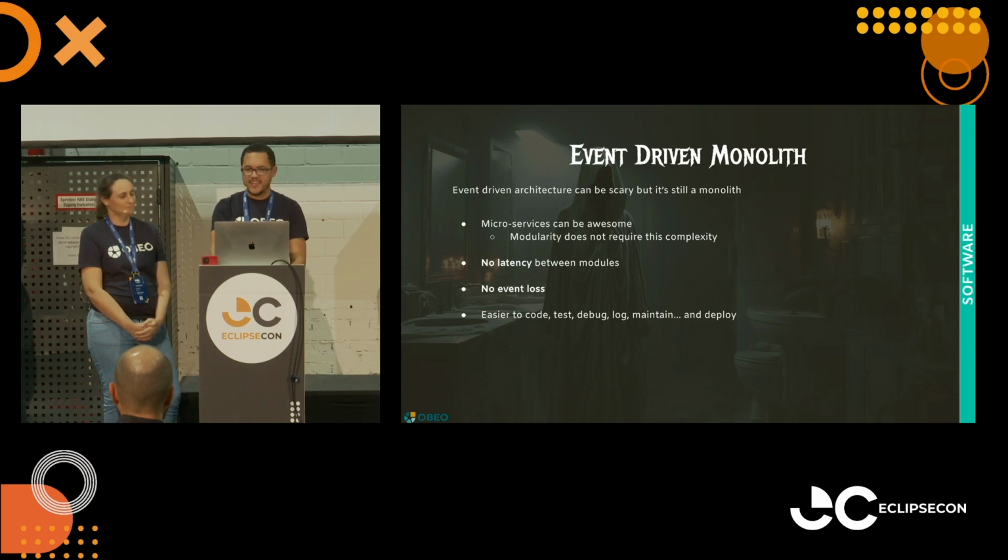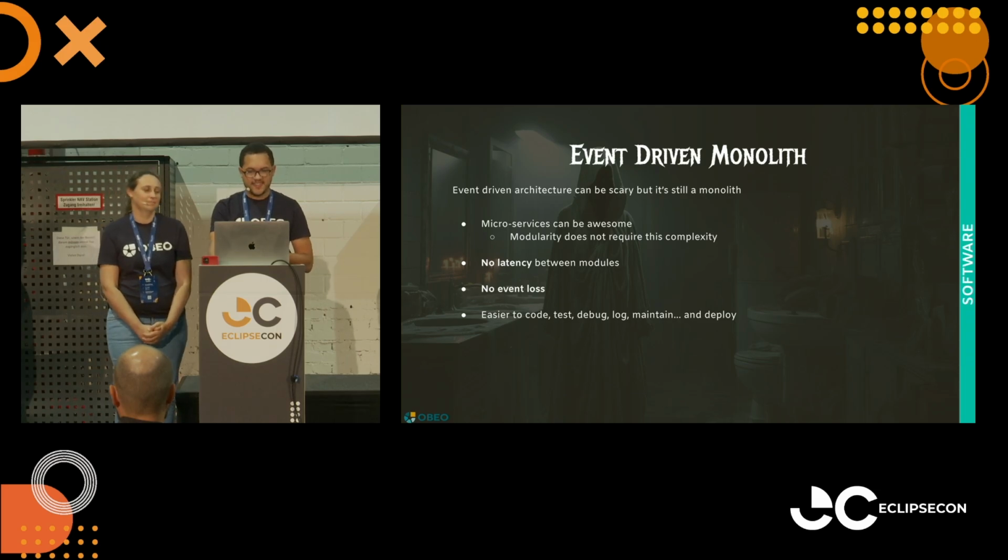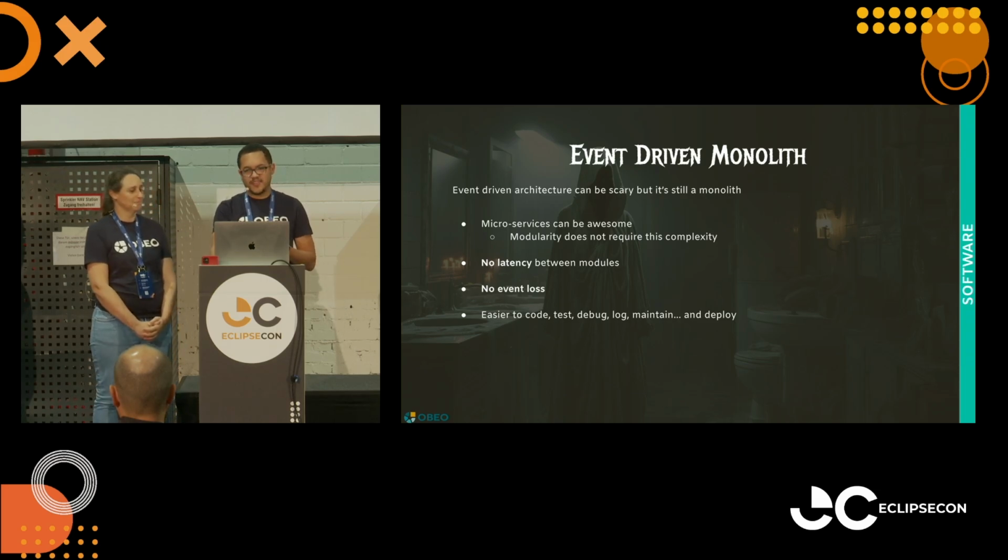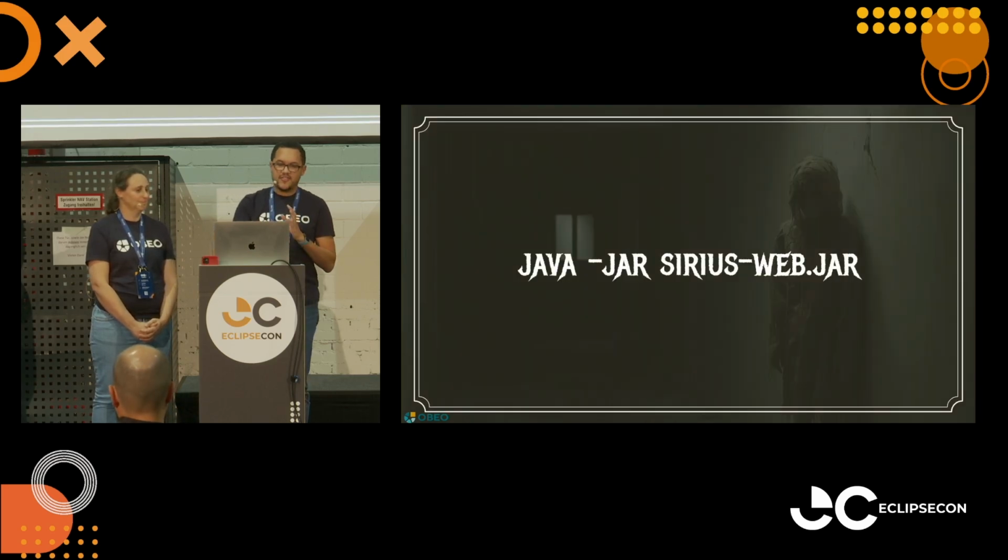Microservices can be great, but they're not required for modularity, and not everyone is Netflix. In our case, we have no latency issues, no data loss, no serialization overhead. Tools like Kafka are great, but they are completely overkill for our needs. On top of that, monoliths are way simpler to code, test, debug, maintain, and deploy. And for our customers, deploying Sirius Web applications is a breeze.